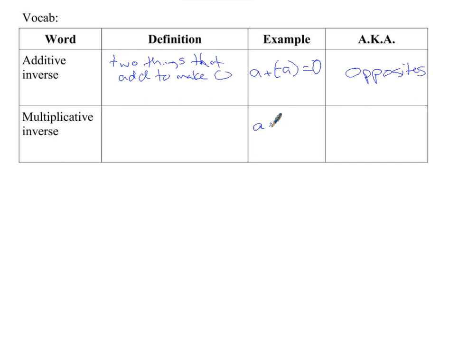1 over A. A times 1 over A gives me A over A, and anything divided by itself is 1. Okay? So multiplicative inverse is two things that multiply to make 1. Also known as reciprocals. If two numbers are reciprocals of each other, they will multiply to give you 1. That is what a multiplicative inverse is.